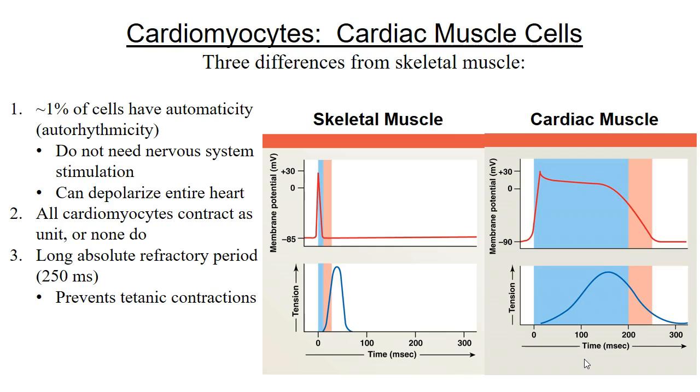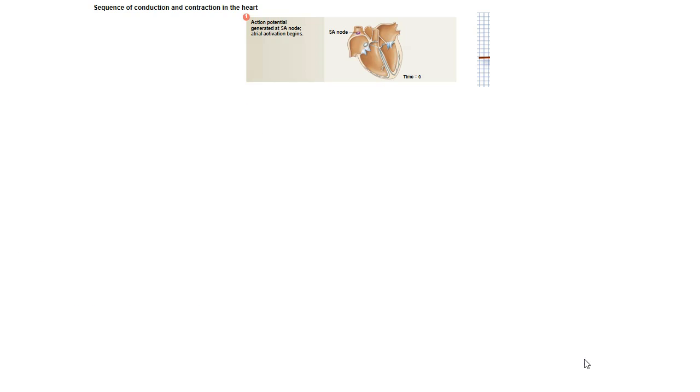They have a long absolute refractory period, and we talked about that, and that prevents tetanic contractions. So they stay contracted and then they relax. It prevents them from staying contracted for a prolonged amount of time, tetanus. Okay? So just a few differences between skeletal and cardiac muscle. Okay, so why don't we take a break?